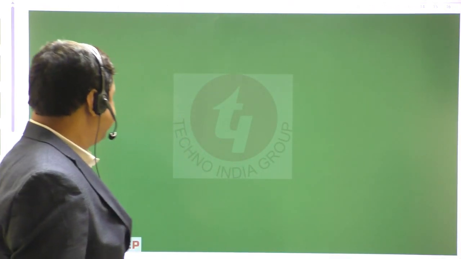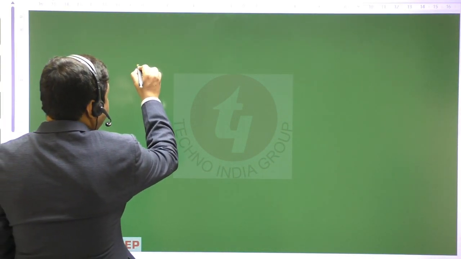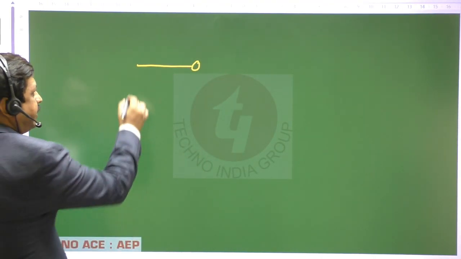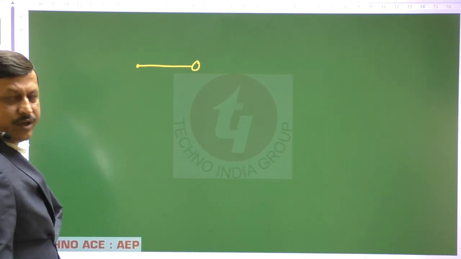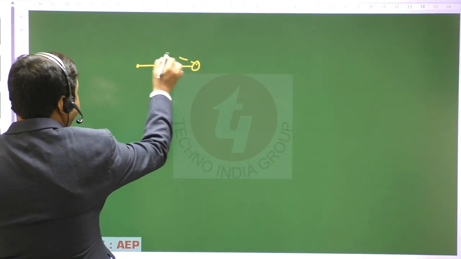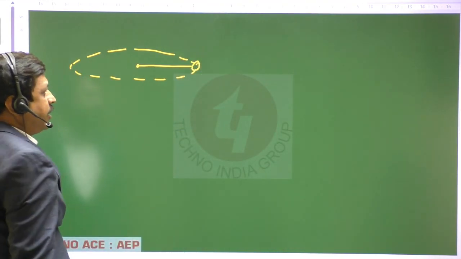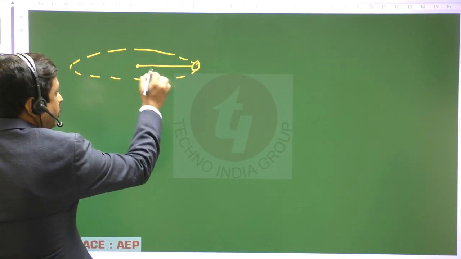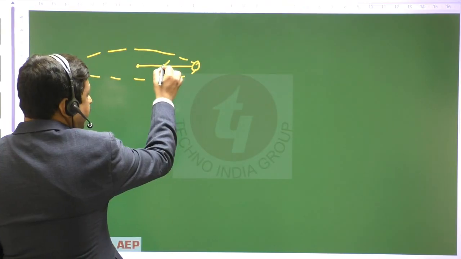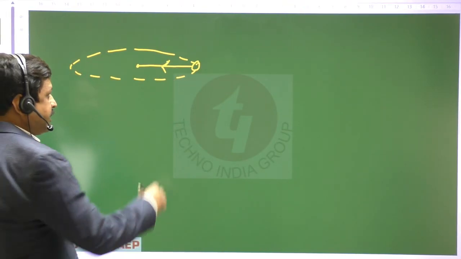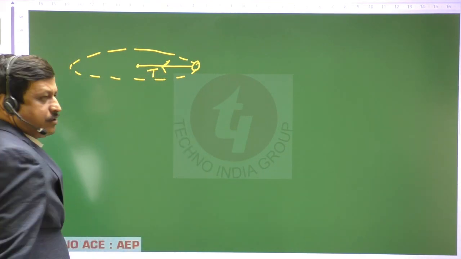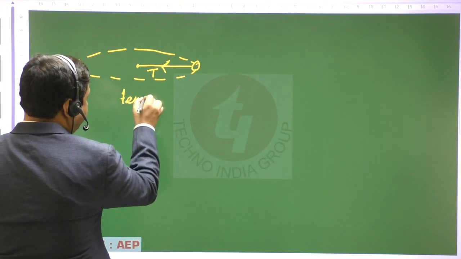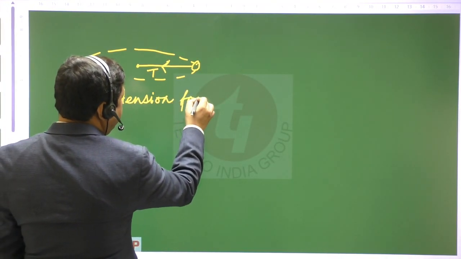Like for example, say there is a wire and a stone tied at this end, and it is wheeled in a horizontal circle. Then you have to give a force on this wire, right? Basically this force is known as tension force. This is the tension force on the wire.